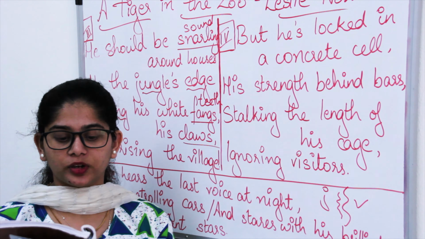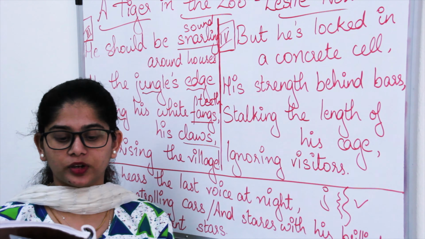And what does he do? He stares, and he stares with his brilliant eyes. Brilliant eyes here is actually not speaking about brilliancy or intelligence, but about shining eyes, the twinkling eyes, and he's staring with those twinkling eyes. Where is he staring? He's staring at the brilliant stars.